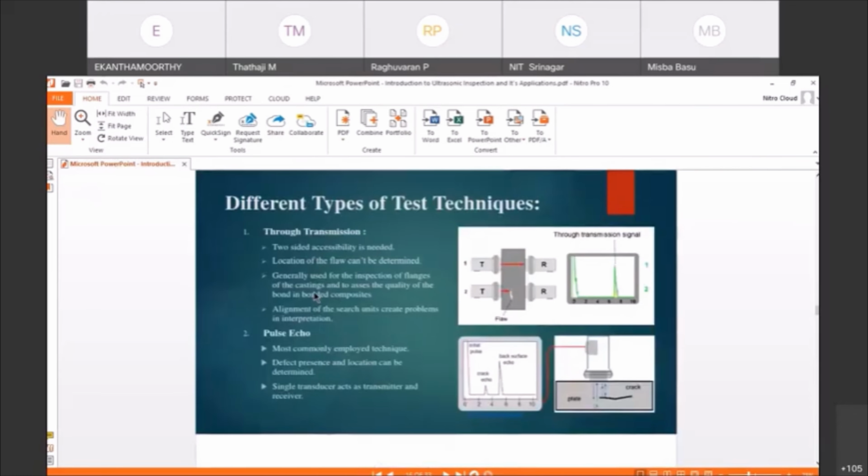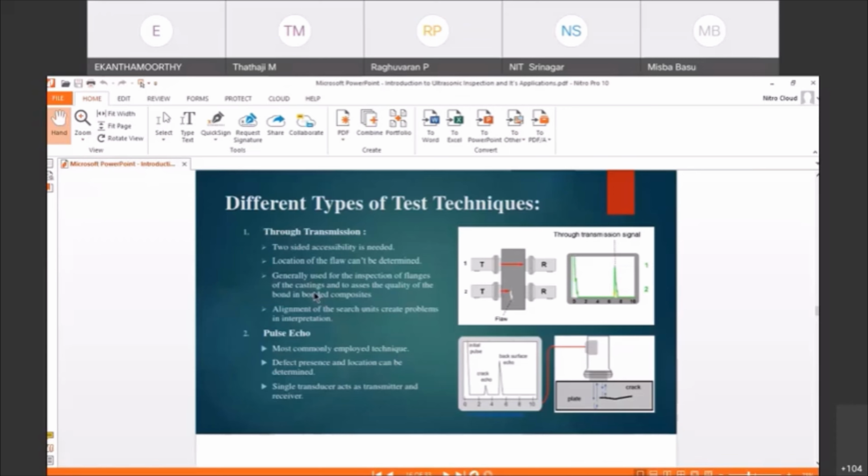So next, we'll see the different techniques. We have different techniques in ultrasonic testing. Based on the probe arrangement, the probe setup, we have through transmission, one is pulse echo, and another is resonance. So we have these techniques. Every technique has its own advantages, and every technique has its own applications also.